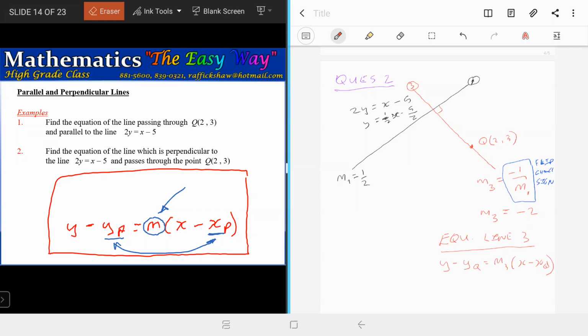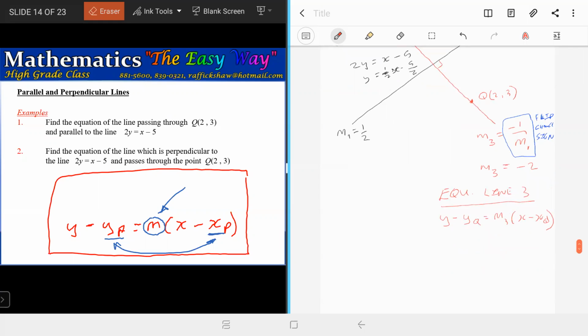That's the gradient, that's the equation. It still passes through the point q, so let's put in the values again. y minus yq is y minus 3, equals the gradient, -2, the perpendicular gradient, times the bracket x minus xq, which is 2. You just expand this bracket because the gradient is not a fraction. So I get y minus 3 equals minus 2x plus 4.